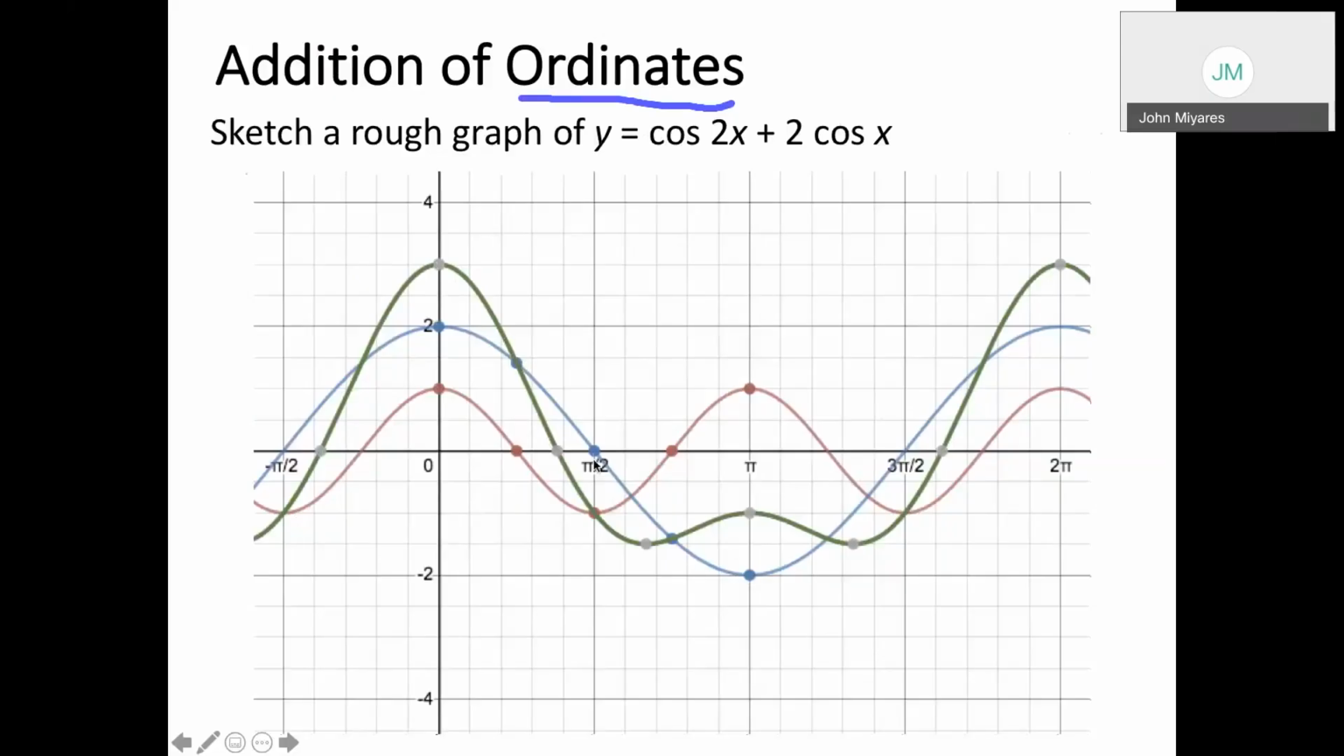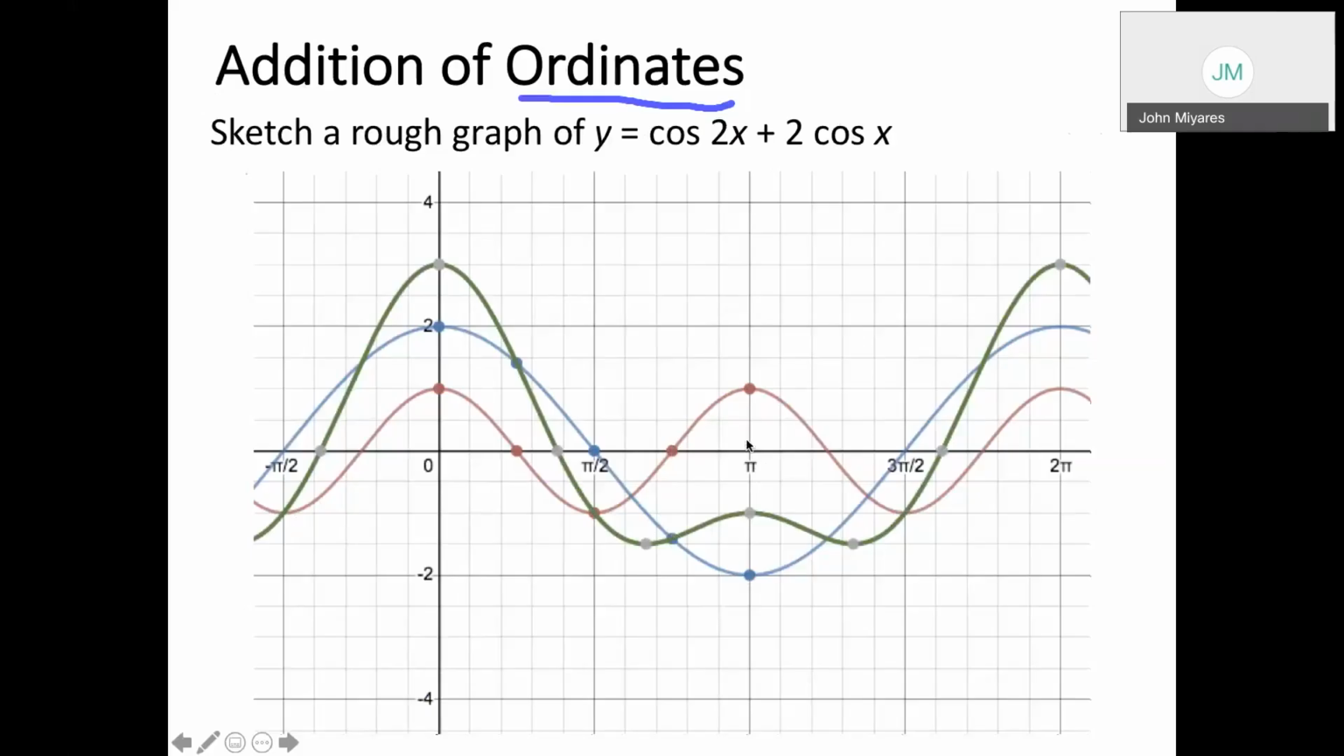When I go to pi over 2, now my red graph is at negative 1, and my blue graph is at 0. So when I add those together, we're going to be on the green graph at negative 1. For x equals 3 pi over 4, my red graph is back up to 0. My blue graph is down to negative square root of 2. So when I add them together, you're going to get negative square root of 2.